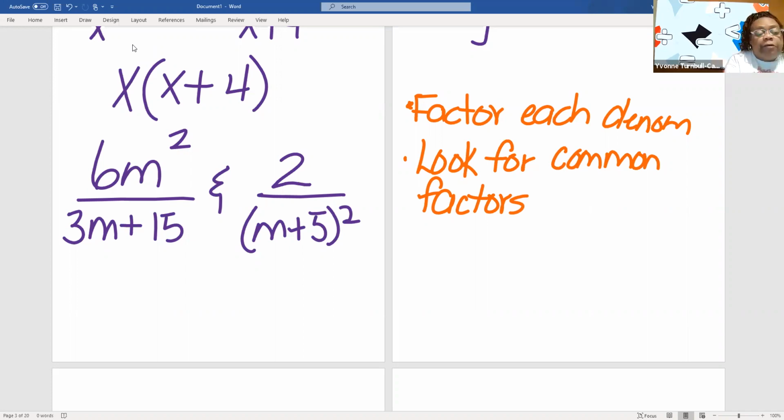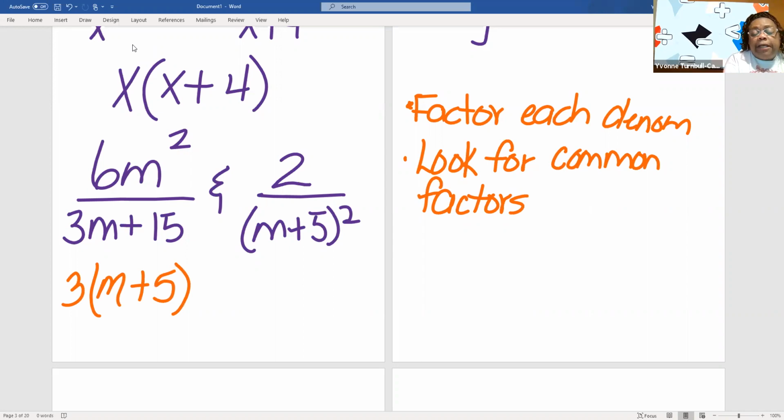So I'm going to look at my first denominator. I have 3m plus 15. I need to factor out the GCF. I know 3 and 15 are both divisible by 3, so that means I can factor out a 3. I'm going to take out a 3 as my GCF. And let's see what's left in my parentheses. 3m divided by 3 is m. 15 divided by 3 is 5. So I factored the first denominator.